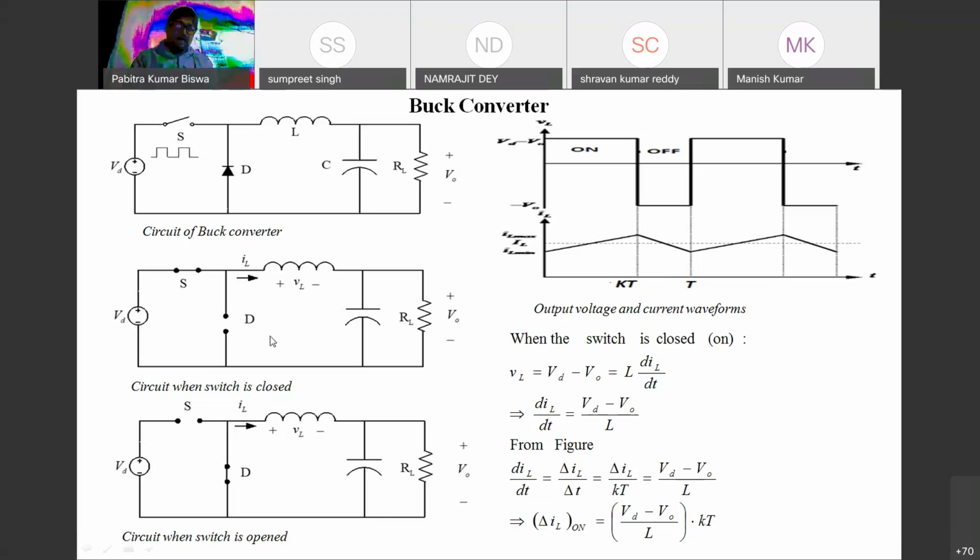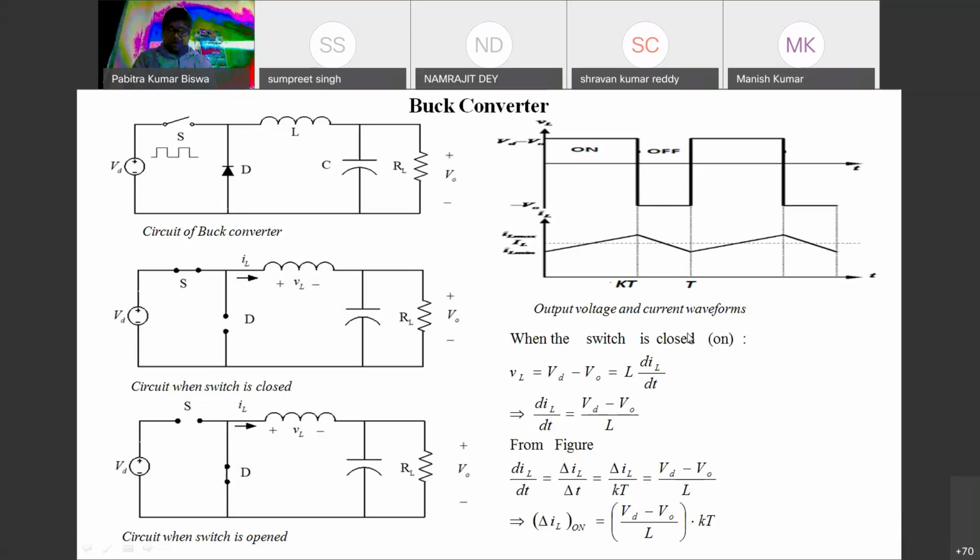Now this is the circuit diagram of the buck converter. When the switch is closed and the diode is reverse biased, current flows through this path, and we get the input voltage across the load. When the switch goes off, the diode goes on, forward biased, and current still flows. That means the output voltage is what you get here.